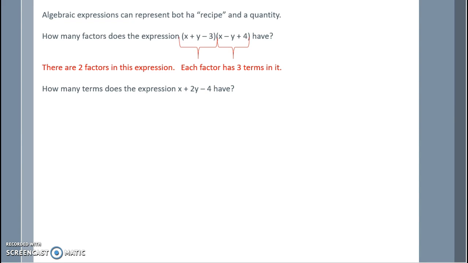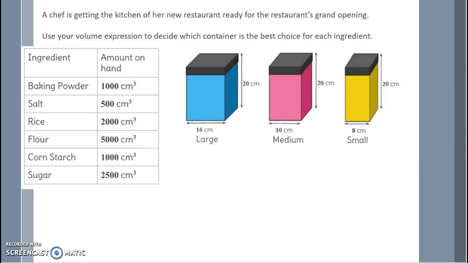How many terms does the expression x plus 2y minus 4 have? Here, I have 3 pieces being added or subtracted, so there are 3 terms in the expression.